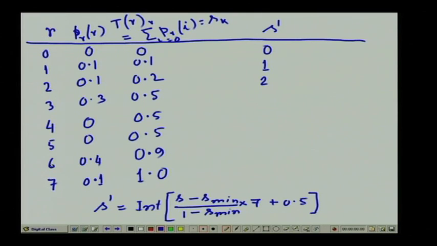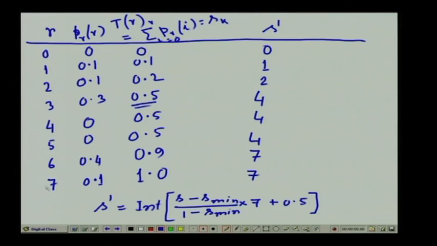But for r equal to 3, I get s equal to 0.5 and minimum s is 0. So, this becomes 0.5 and the denominator is also equal to 1. So, 0.5 into 7 gives you 3.5 plus 0.5, which is equal to 4. So, when my input intensity is 3, the corresponding output intensity will be equal to 4. Similarly, for r equal to 4, the output intensity will also be 4. For r equal to 5, the output intensity will also be 4. For r equal to 6, following the same relation, it will come out to be 7. For r equal to 7, the output intensity will also be 7.